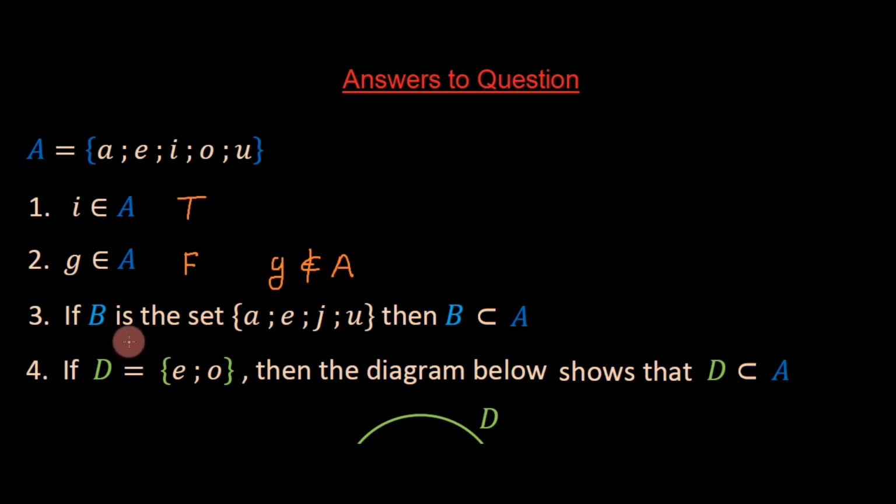In number 3, it says if B is the set A, E, J, U, then B is a subset of A. However, if you look at B, we see that the element J does not appear in the set A. So this is also false. And we would write that B is not a subset of A.